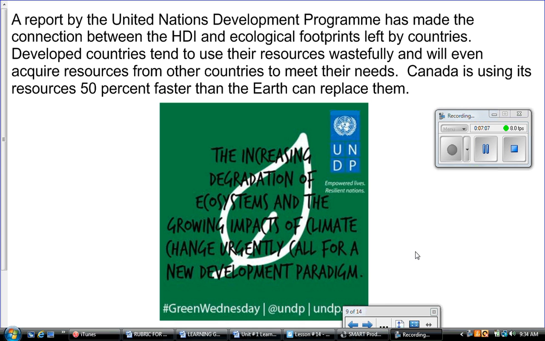A report by the United Nations Development Programme has made the connection between the HDI and ecological footprints left by countries. Developed countries tend to use their resources wastefully and will even acquire resources from other countries to meet their needs. Canada is using its resources 50% faster than the Earth can replace them.